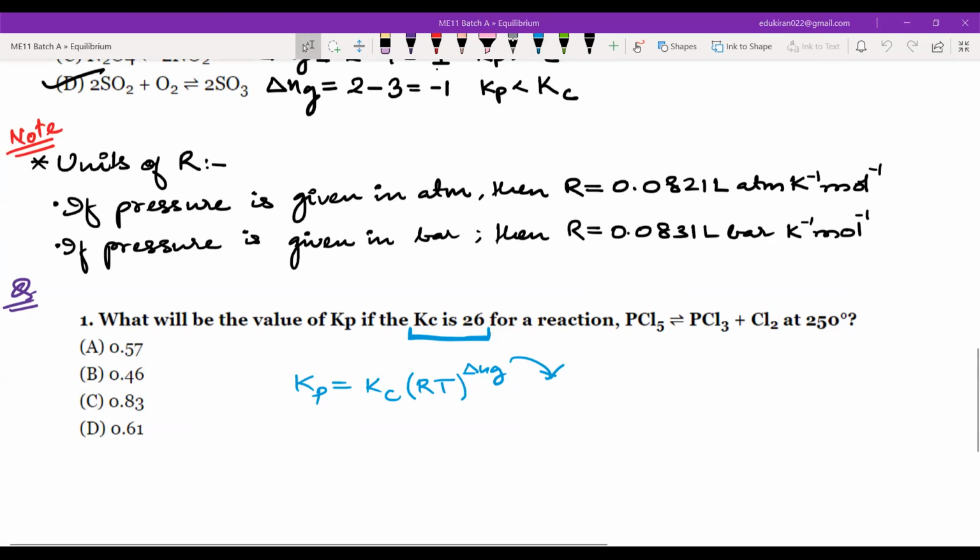Yes, correct. They have said that this is 250 degrees, so it is not in Kelvin. First, you also have to change this to Kelvin. Remember that. Okay, Nehra, we will see.